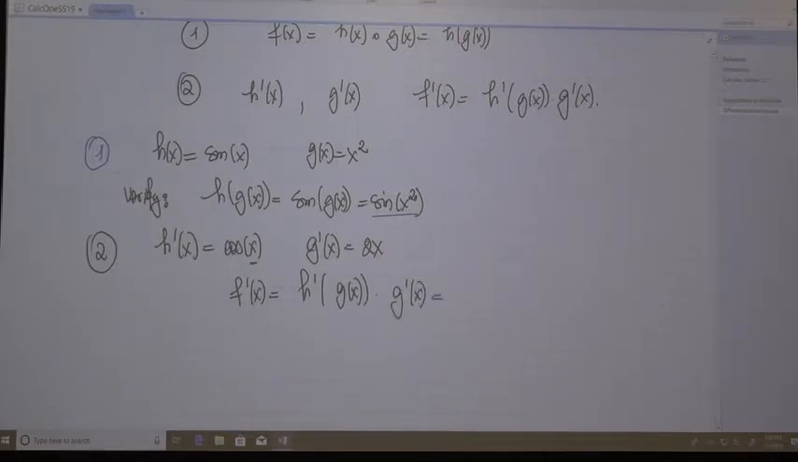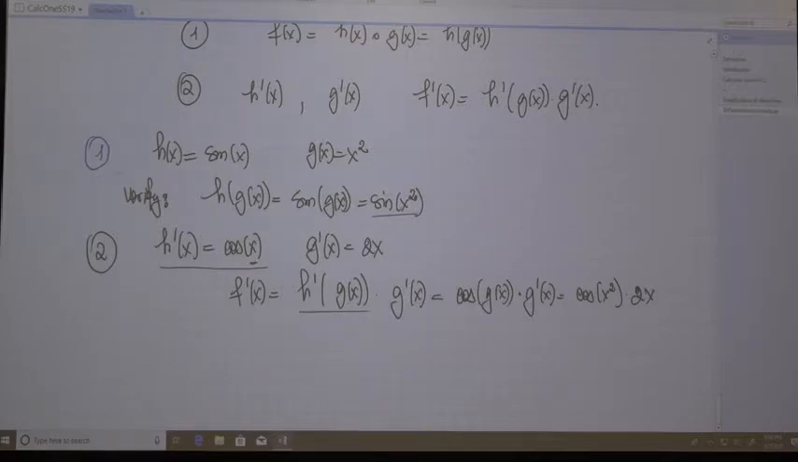So if h prime of x is the cosine of x, what is h prime of g of x? It's cosine of g of x, right? Do you understand this? If h prime of x is simply cosine of x, then h prime of g of x is cosine of g of x, right? And multiplied by g prime of x, this is equal to cosine of x squared multiplied by 2x.